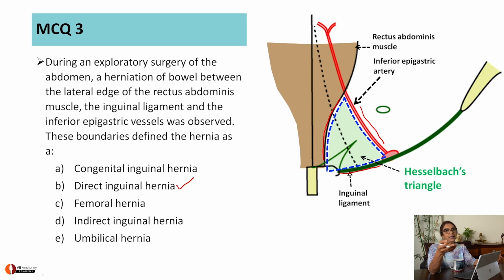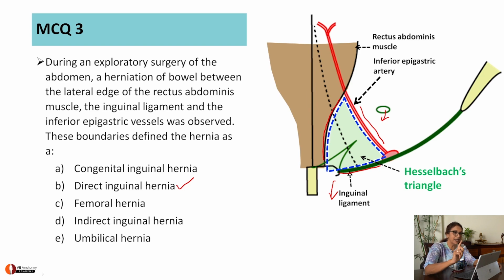No. Direct is not congenital; a congenital hernia would be very rare. Is it femoral hernia? No. Femoral hernia would have been below the pubic tubercle, below the inguinal ligament. Is it indirect inguinal hernia? No. It would have to come through the deep ring. Is it umbilical hernia? No. Umbilicus is way higher. Right?